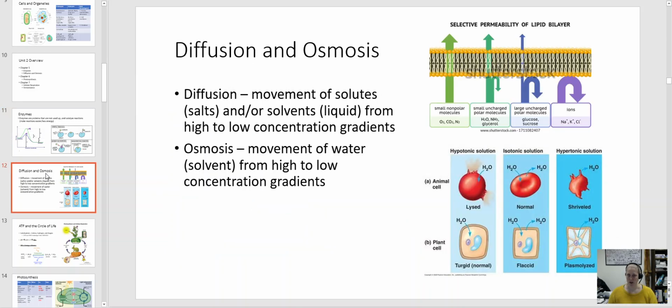Okay? Diffusion and osmosis. Remember, diffusion is the movement of solutes and/or solvents from high to low concentration gradients, whereas osmosis is specifically the movement of water. We talked about the permeability of the lipid bilayer. It does not let everything through. This is going to maintain the integrity of the inside of the cell, but small nonpolar molecules and small uncharged polar molecules, or molecules that are not charged enough, very easily move across the membrane, which is why we can have osmotic environments that are not the same as our cells, and that can be potentially problematic.